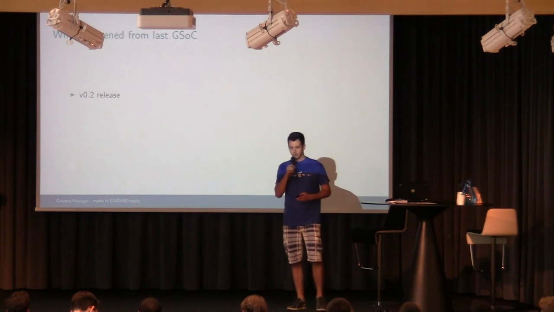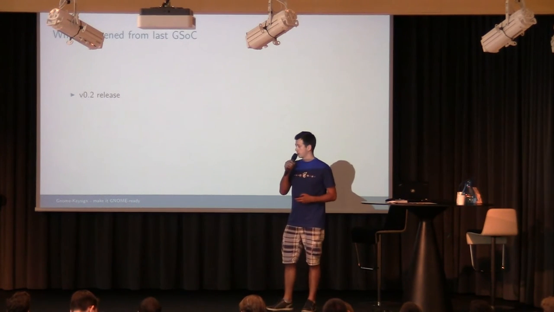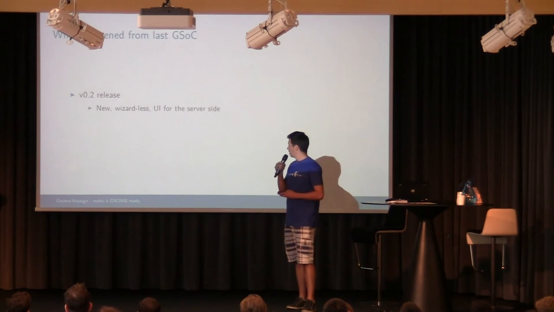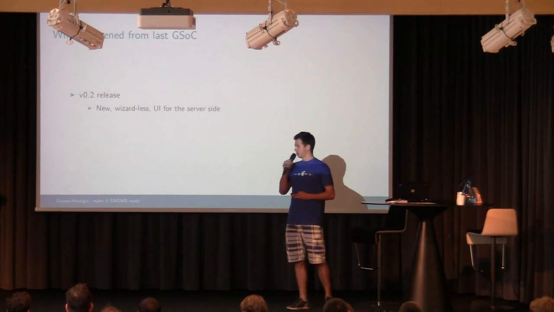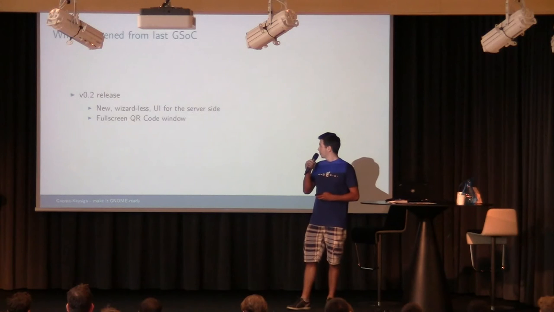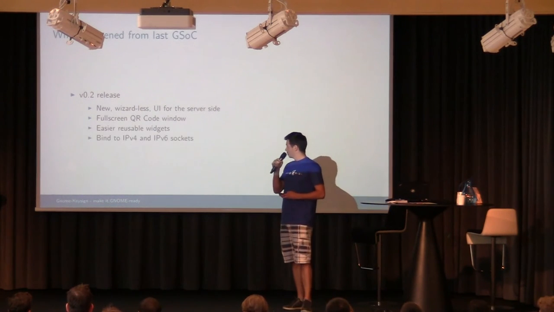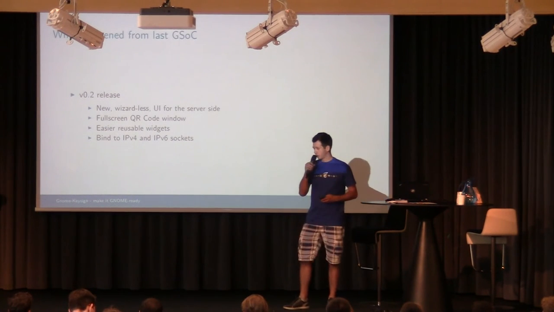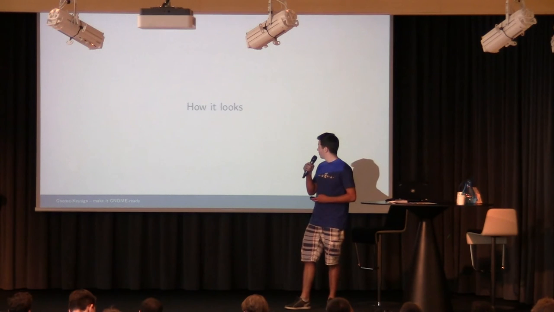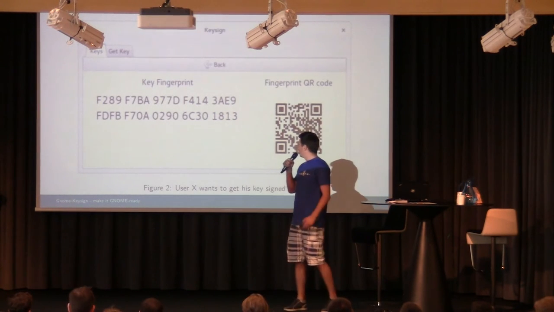What happened from the last release, Google Summer of Code, the second release, with a new wizard list UI for the server side, a full screen QR code window, widgets that are easier to reuse, and it now can bind to IPv6 sockets also. How does it look?